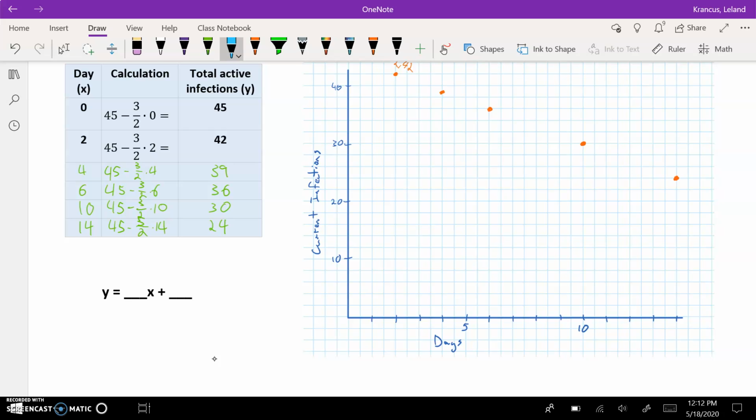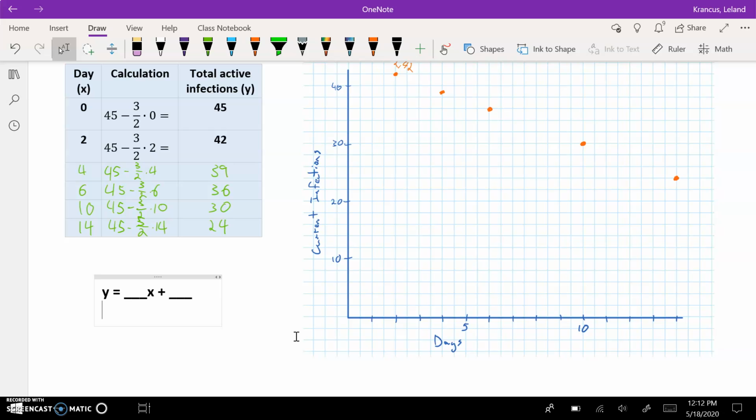So remember order of operations. First, you're multiplying by 3 over 2, or 1.5, to get the number of infections that it went down by, and then taking that away from the initial number of infections when things started decreasing, of 45 infections. You can see my calculations there, and just remember again your order of operations. Multiply before subtracting the decrease in infections from 45.